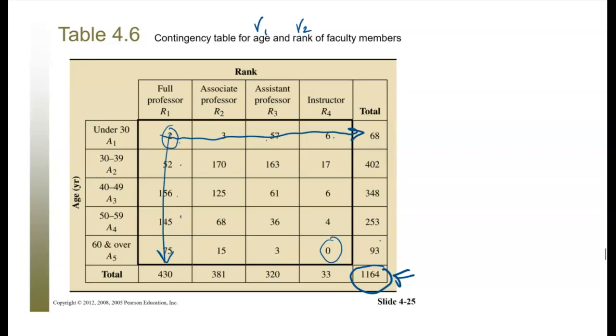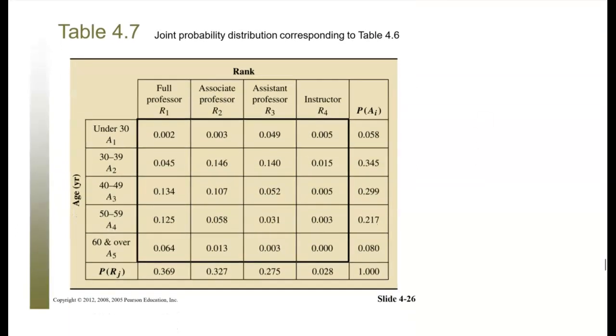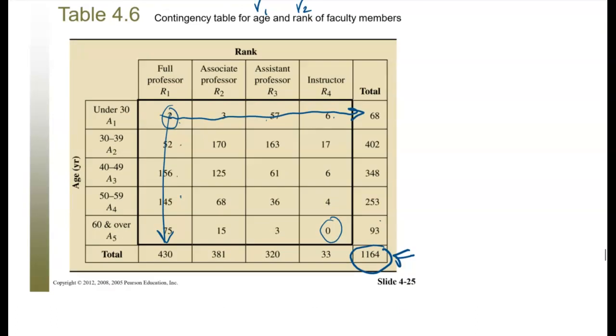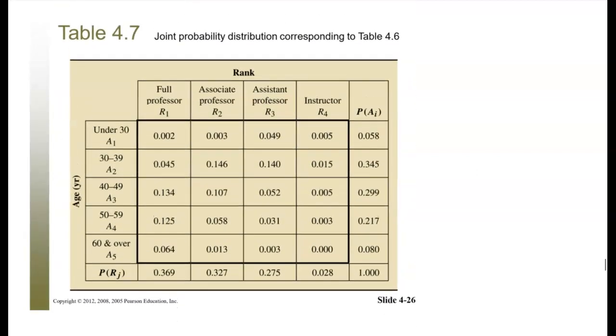Now, this is a basic contingency table. We're going to turn it into a joint probability distribution by taking the information and turning it into a probability. And the way we did this, quite honestly, is simply we took each individual number, so the 2 full professors who are also under age 30, divided it by the total, 1,164. So basically, we're doing our F over N for each cell, the cells in the margins and the cells within the bold box. And here we have a joint probability distribution.